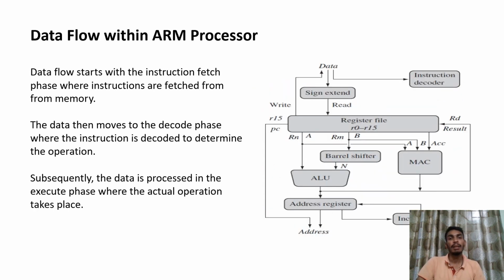Data flow within the ARM processor. Data flow starts with the instruction fetch phase where instructions are fetched from the memory. The data then moves to the decode phase where the instruction is decoded to determine the operation. Subsequently, the data is processed in the execute phase where the actual operation takes place.